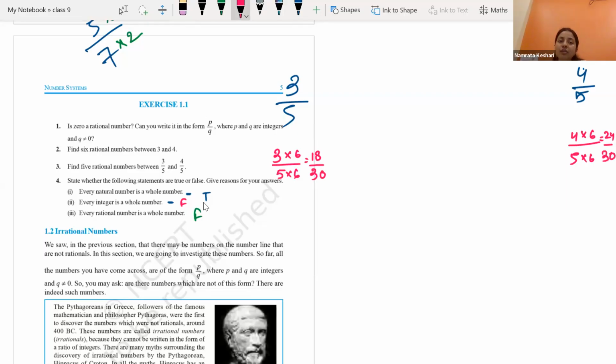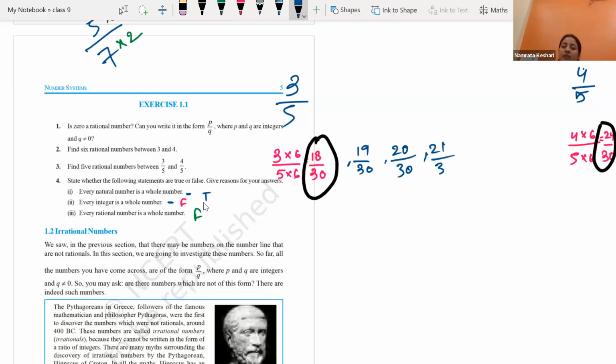Now we are having 18 by 30 and 24 by 30. And in between this, we will be able to write 5 rational very easily. 18 by 30, next will be 19 by 30, keeping the denominator same. We don't have to think about anything now. And this process is that simple that it will take 1 minute to write all these rational. Then 20 by 30, then 21 by 30, then 22 by 30, then 23 by 30.